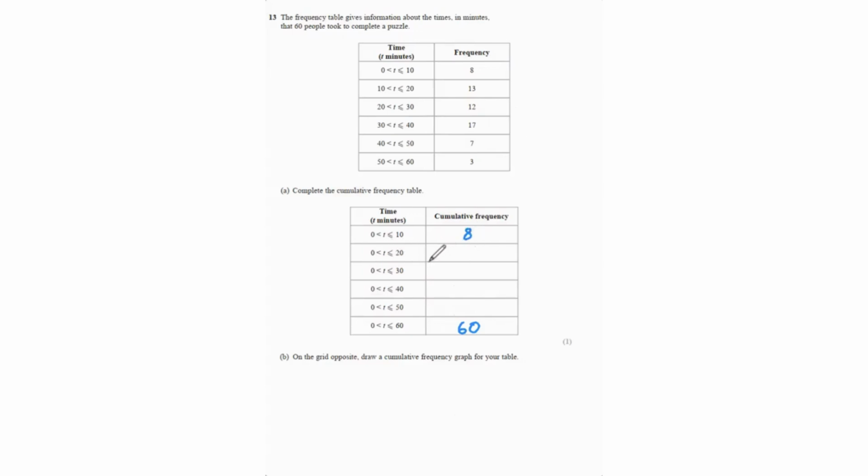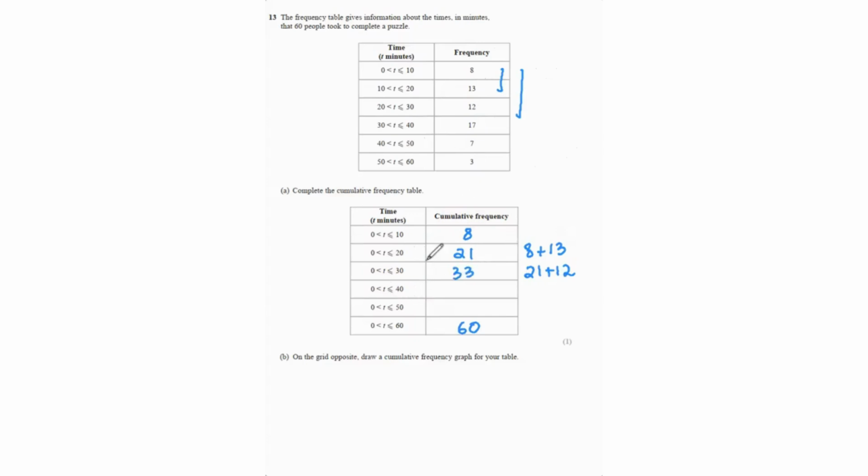Now, for the interval of 0 to 20, we will add 8 and 13. Why? Because this is 0 to 20. This was 10 to 20. So 0 to 20 is all of this. So 8 plus 13 over here is going to be 21. Now it's 0 to 30. So 0 to 30 is going to be all of this. So you can add 21 to 12, which is going to give us 33.